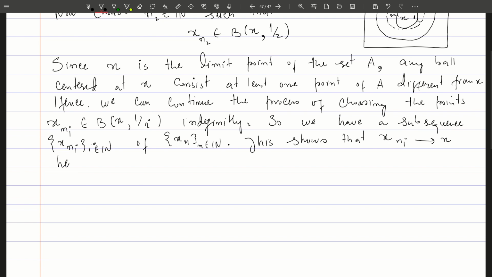Hence, X is sequentially compact. So one can note here why this sequence converges to x, because any ball centered at x contains a point of the sequence different from this x. That is the reason this subsequence converges to x. So this proves the sequential compactness of X.